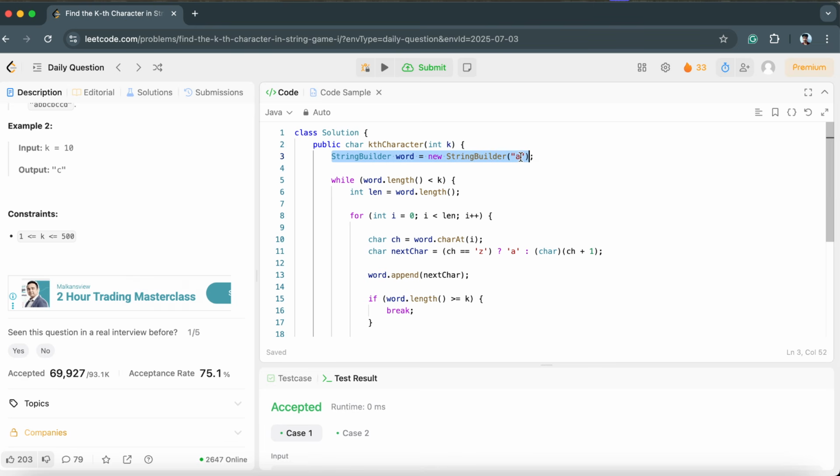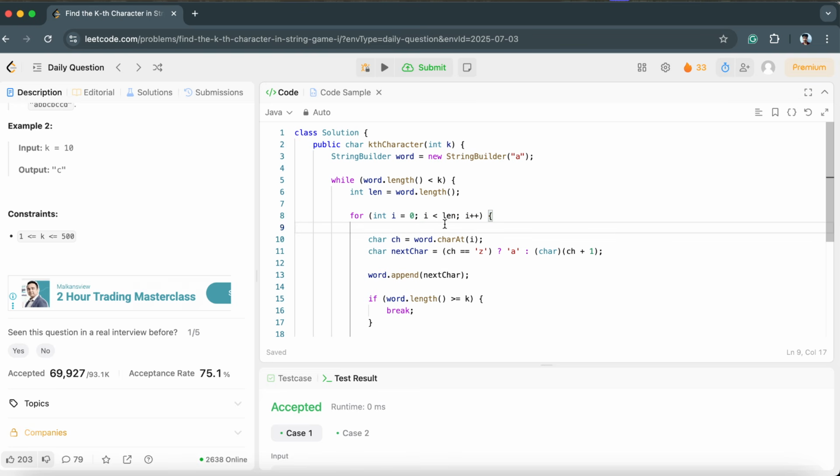Initially we start with a. Now we will run a while loop: if the word length is less than k, we have to keep on generating the strings. First we get the length of this word, because the word length keeps increasing the moment we start appending new characters. Whatever length we have, we will run a loop from 0 till that length.